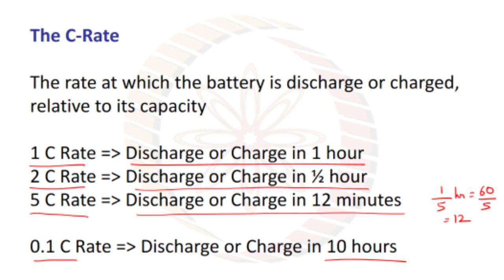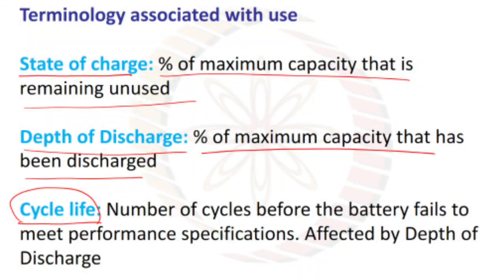For 1 C rate, 60 upon 1, that is 60 minutes equal to 1 hour. For 2 C rate, 60 upon 2, that is 30 minutes, half an hour. And 5 C rate, 60 upon 5, that is 12 minutes. And similarly 0.1 C rate, that is 10 hours. Now what is the terminology associated with use? State of charge, percentage of maximum capacity that remains unused, and depth of discharge, percentage of maximum capacity that has been discharged, and life cycle.